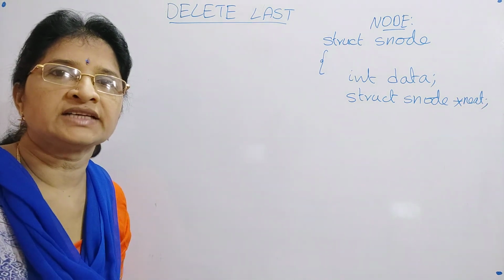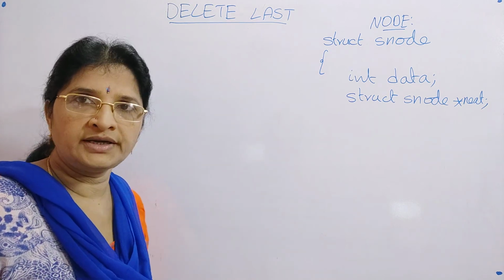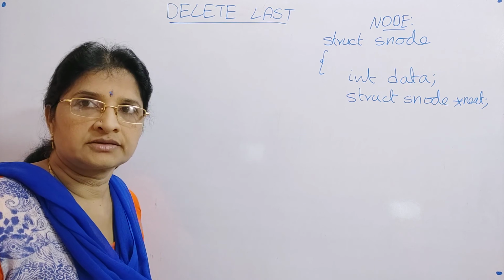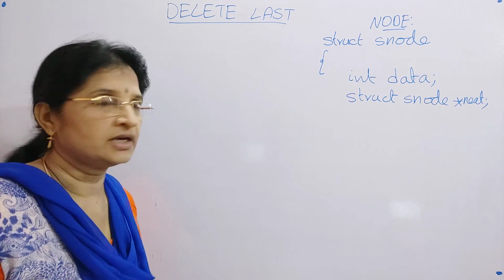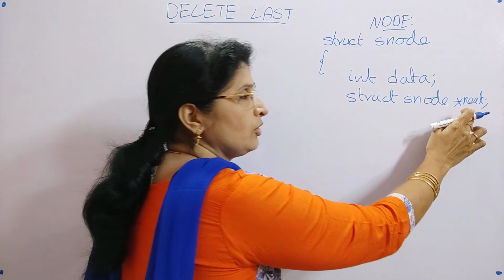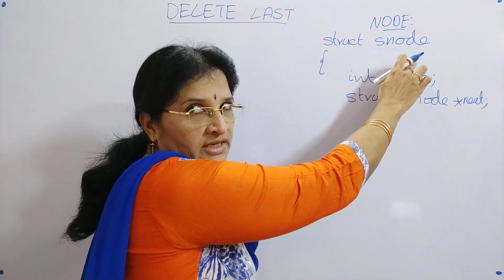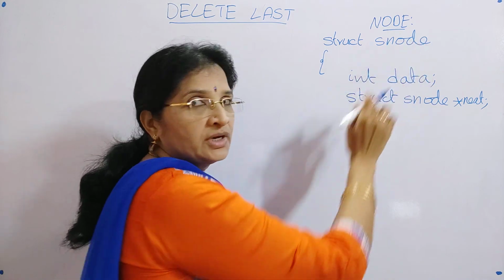Now here next is what? Next is a pointer that points to the next node address. It points to the next node address. So here next is also a node of type what? Of type struct node, S node. It is also of the same type, struct node.